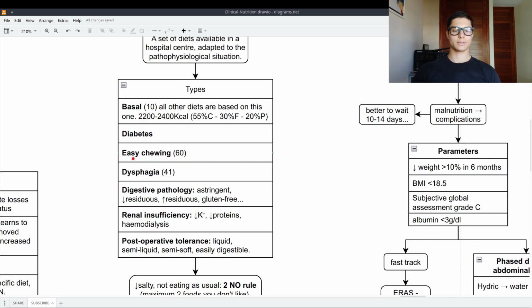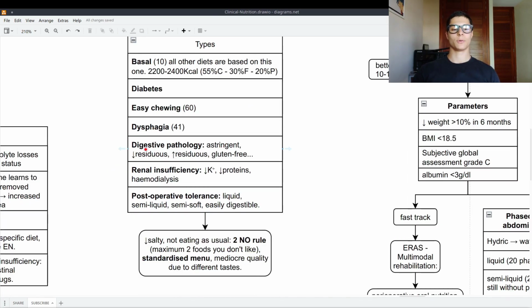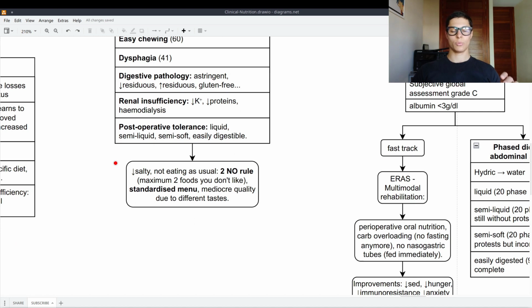Diets for diabetes, easy chewing. We have diets for dysphagia. We have diets for digestive pathology: astringent, lower residues, high residues, gluten-free diets. For renal insufficiency: lowering potassium, lowering proteins, hemodialysis, and post-operative tolerance as well. Liquid, semi-liquid, semi-soft, easily digestible, the progressive diet indeed. Here the diets are lower in salt. We do not eat as always.